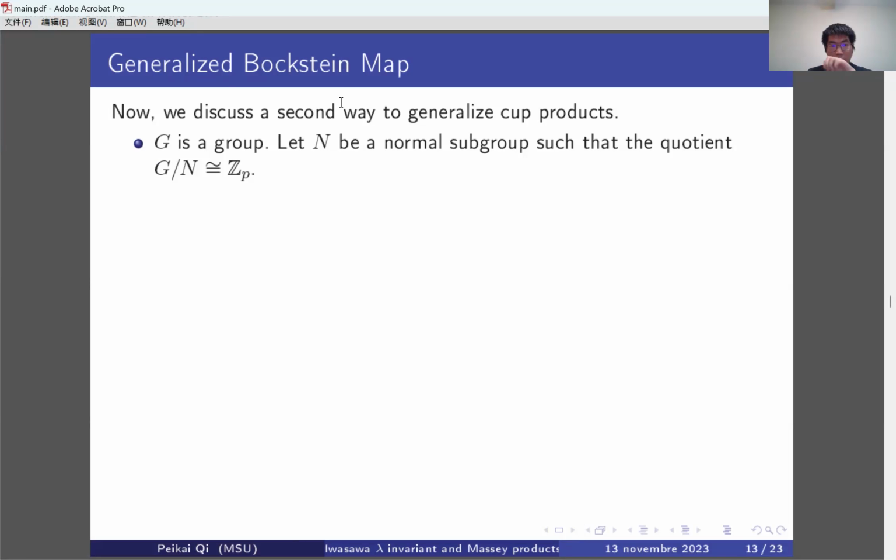Now we can talk about another generalization of the cup product. We wanted to generalize the cup product, and here is another way to do it. Let G be any abstract group, and N a normal subgroup such that the quotient G/N is isomorphic to Z_p. Similar as before, we define our character κ as the map G to G/N isomorphic to Z_p, where we fix one isomorphism. We can view κ as one element in the first cohomology group H^1.